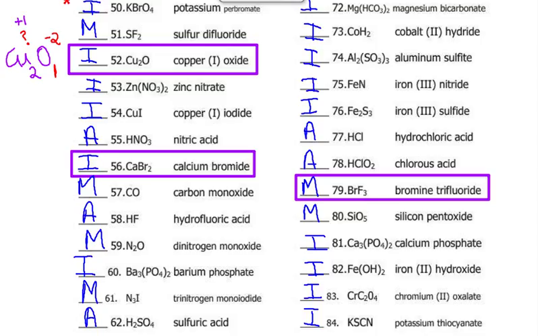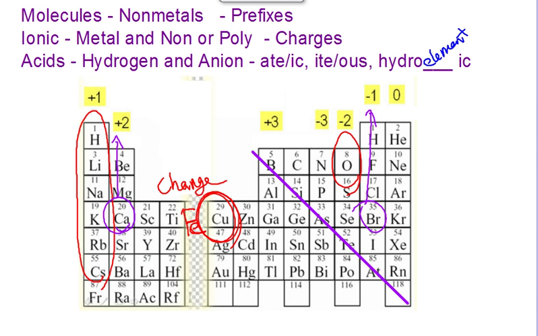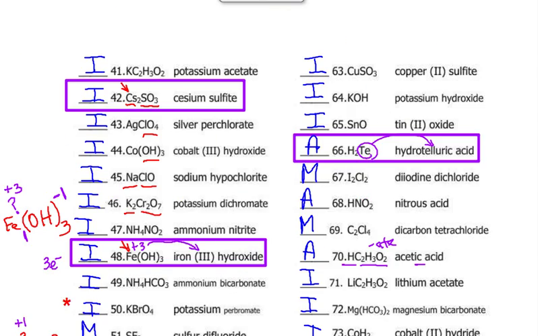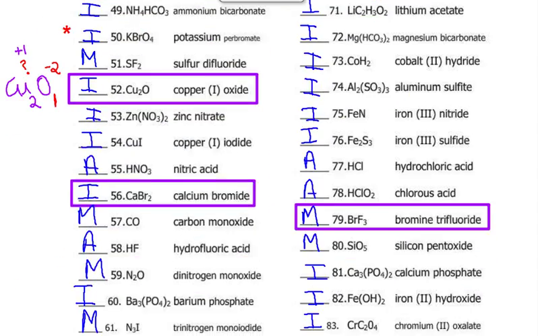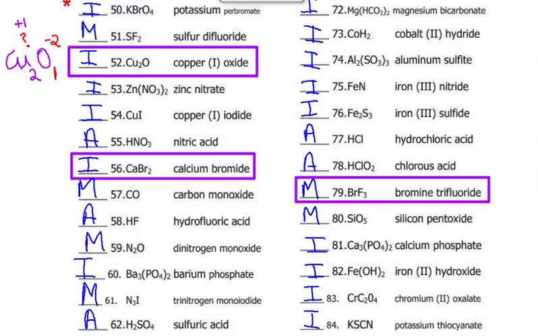And then 79, this is a molecule. How do I know it's a molecule? That's right, good job. They're both nonmetals. Bromine and fluorine are both on that nonmetal side of the periodic table. So this makes our lives very easy. When they're both nonmetals and we have a molecule, we can just use the prefixes.